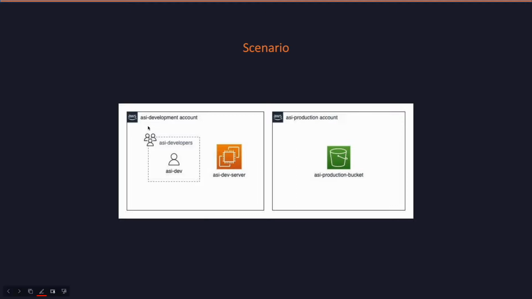We have two AWS accounts, ASI development and ASI production. Under the ASI development account, we have ASI dev user who is a part of ASI developers group and an ASI dev server instance. On the other hand, in the production account, we have an ASI production bucket which stores some text files. Now the requirement is both the user and the EC2 instance require read-only access to the S3 bucket. So this requirement can be fulfilled using IAM roles.